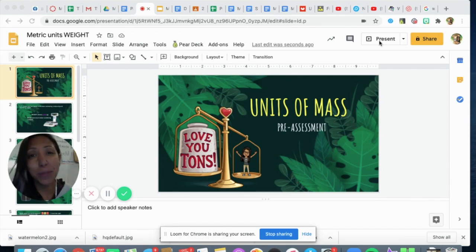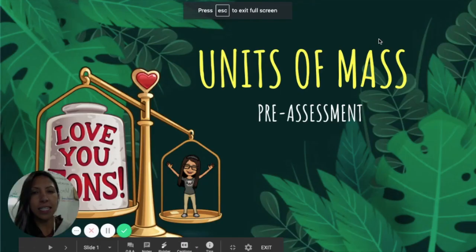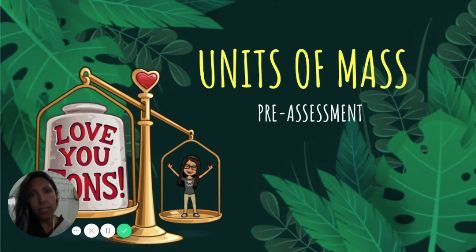Today we're going to keep learning about the standard metric units, and now we're going to learn about units of mass. So we usually call these units of mass, or we call it weight. It's like measuring how much something weighs. But the right way to call this instead of weight is mass.